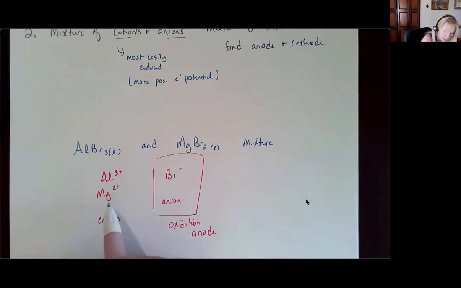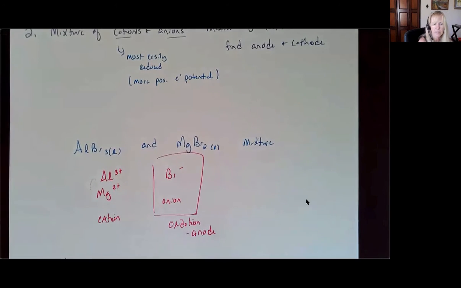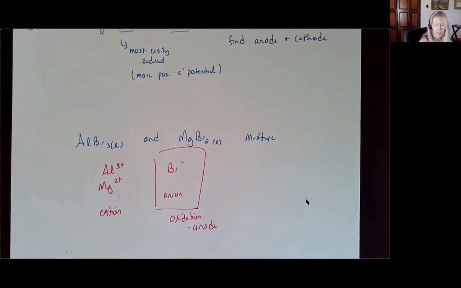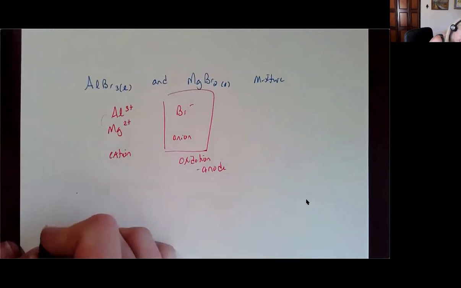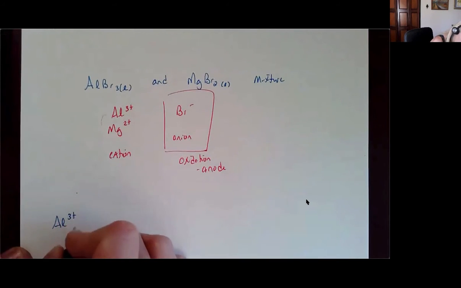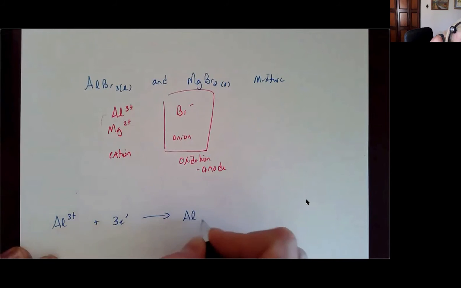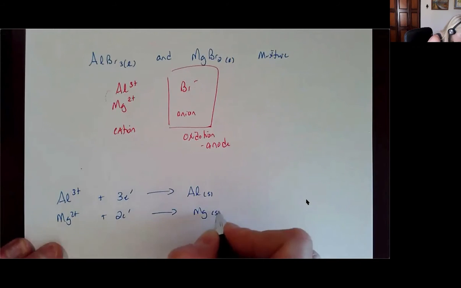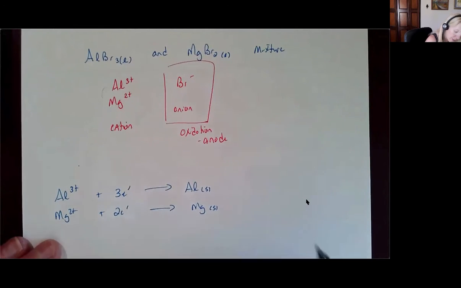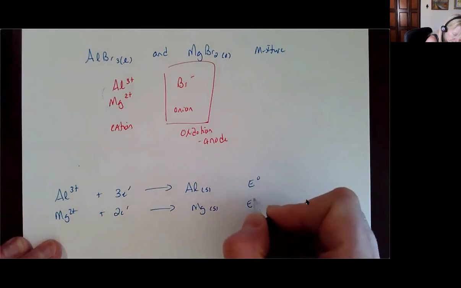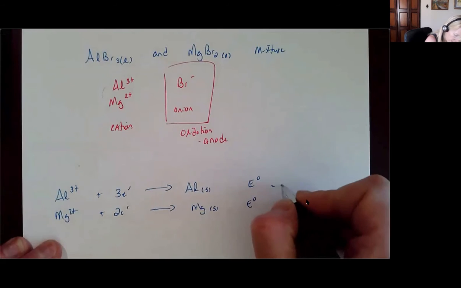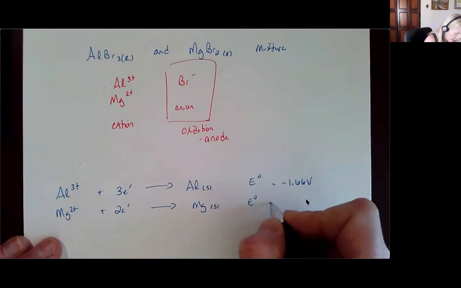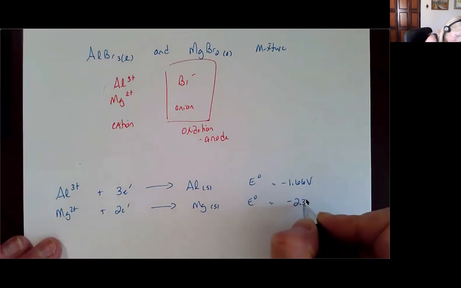And now I'm going to look between these two, which one of these is going to be preferentially reduced. I'm going to compare my values. So if I look up in the table, I'm going to find a value for aluminum to go to solid aluminum. I'm going to find a value for magnesium to go to solid magnesium. I'm going to use these values to compare. So my half cells here, this is negative 1.66 volts, and this is negative 2.37 volts.